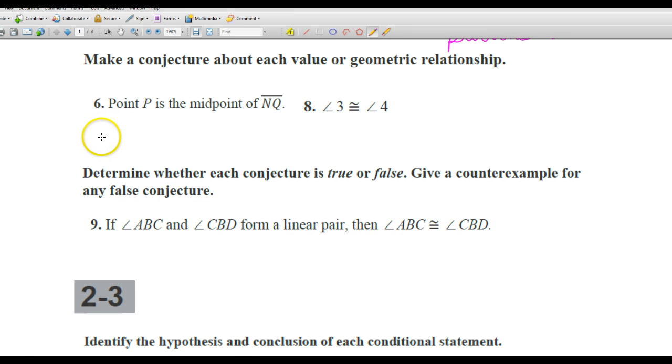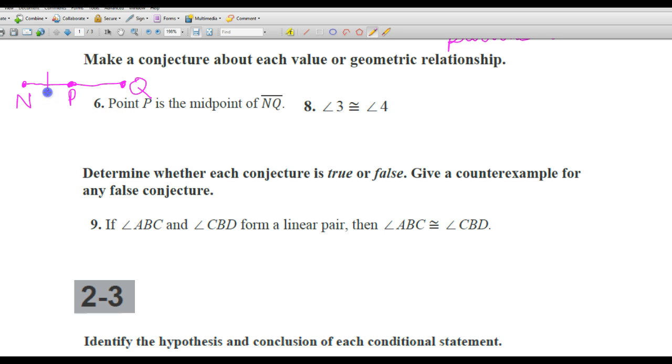For number 6, make a conjecture about each value or geometric relationship. So on number 6, point P is the midpoint of segment NQ. So the first thing that we want to do is make a diagram, where P is the midpoint of segment NQ, like so. Okay, so looking at our diagram here, what do we know? What is the geometric relationship?